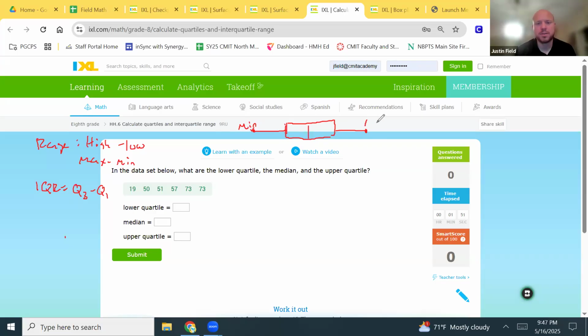Our maximum goes at the top. Our median is the line in the middle. And then the median of the lower half of the data is called Q1, and the median of the upper half is called Q3. So the actual median you could think of as Q2.